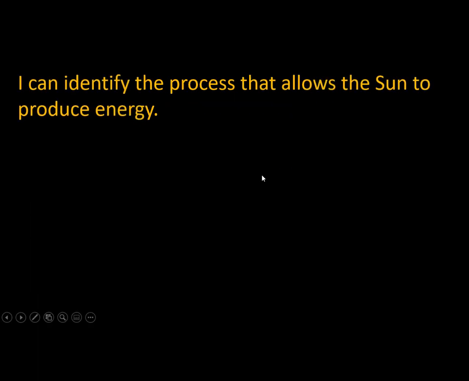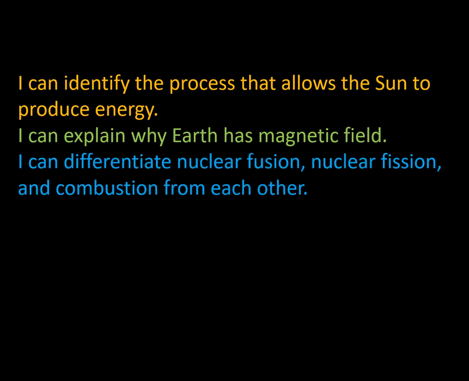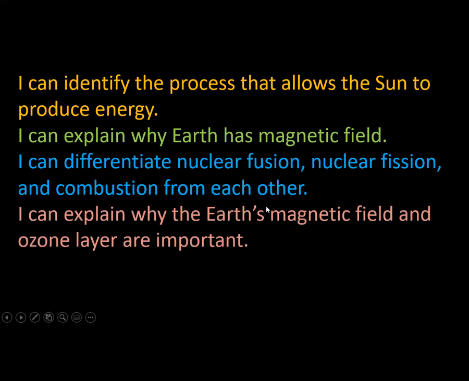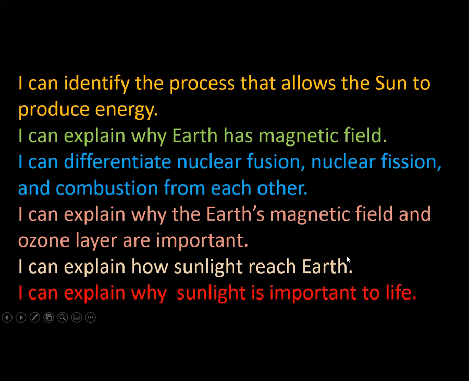In this lesson, we aim to accomplish the following competencies. I can identify the process that allows the sun to produce energy. I can explain why Earth has a magnetic field. I can differentiate nuclear fusion, nuclear fission, and combustion from each other. I can explain why the Earth's magnetic field and ozone layer are important. I can explain how sunlight reaches Earth. And I can explain why sunlight is important to life.